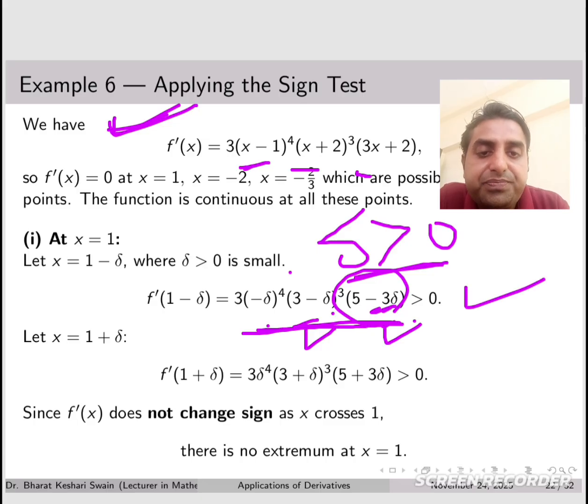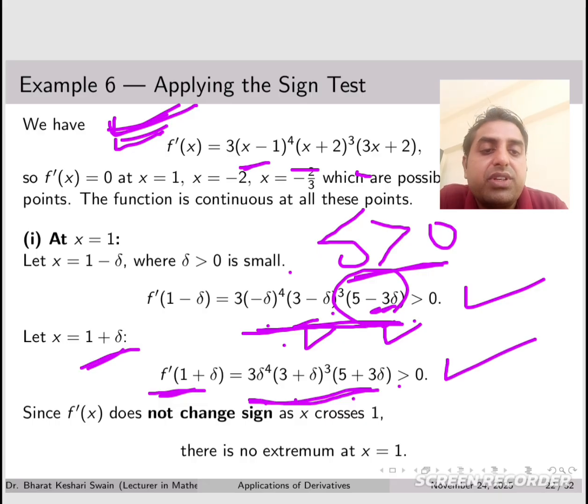Then check the right hand side, that is 1 + δ. Similarly, find f'(1 + δ) by putting 1 + δ in place of x. So we get this, and check the sign of these terms. δ^4 is positive, (3 + δ) is positive, and (5 + 3δ) is also positive. So all are positive, so the product of the factors will also be positive.